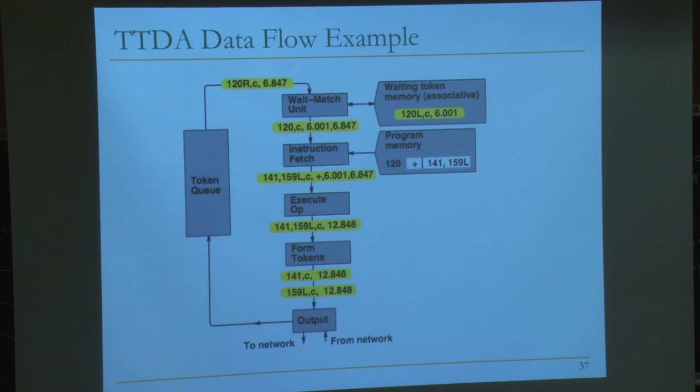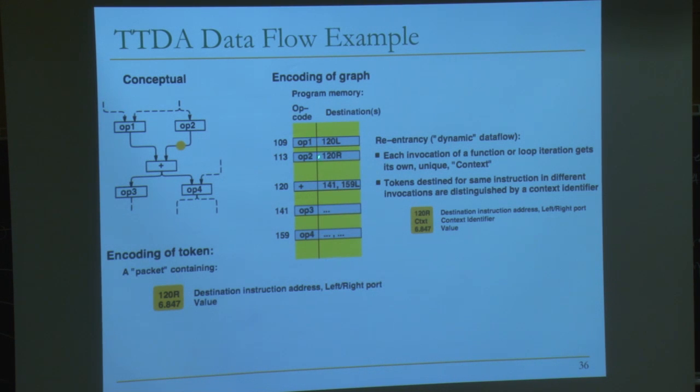Yes? Is the ISA still a new machine though? No, not at all. The ISA basically looks like this. This is an instruction, actually. If you look at the program memory, this is location 109. This is the opcode, and this is the destination of the result, where the result should go.